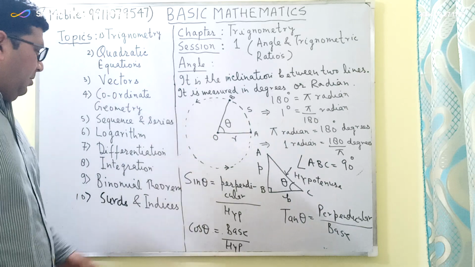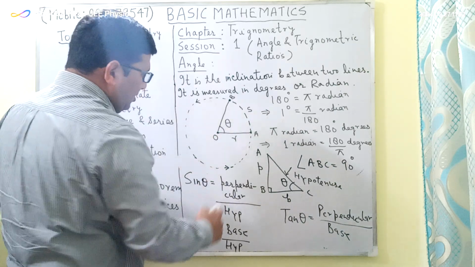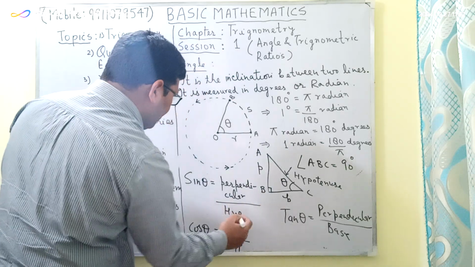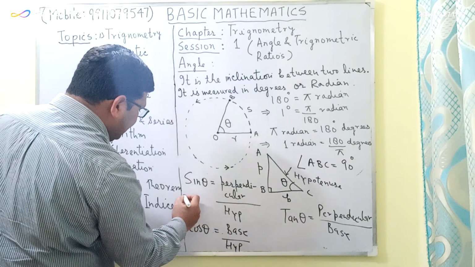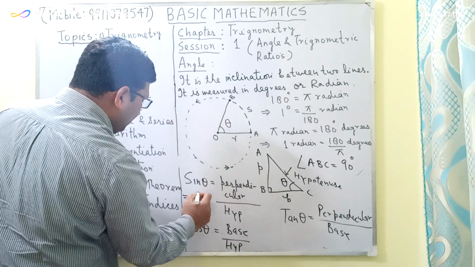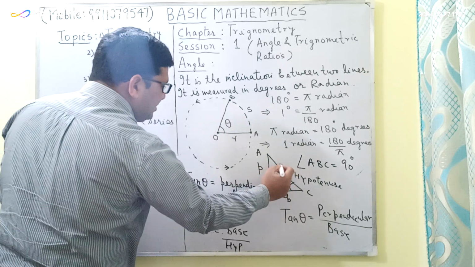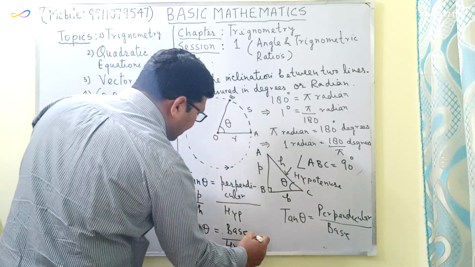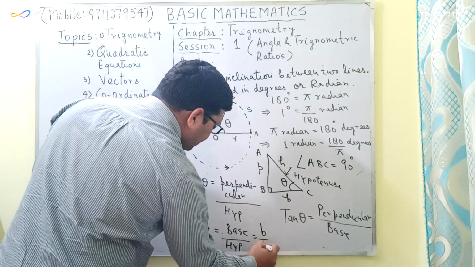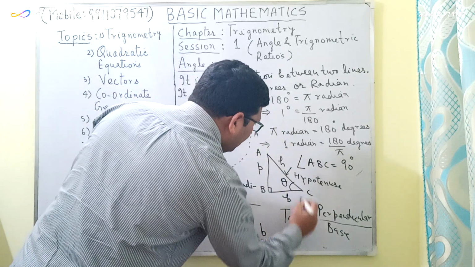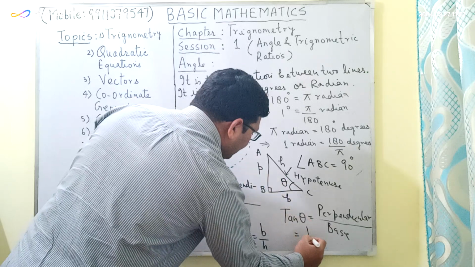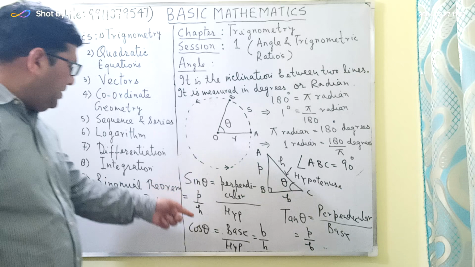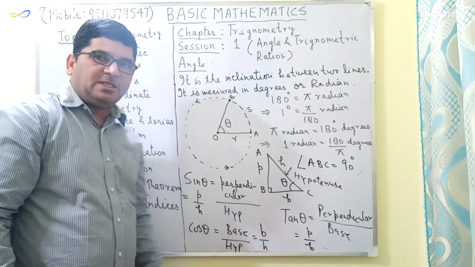Okay. So from here, sin theta will be equal to what? If this is perpendicular upon hypotenuse, and let us say this hypotenuse is h, it will be equal to p upon h. Similarly, cos theta will be equal to b upon h, and tan theta will be equal to perpendicular upon b, that is p upon b. Okay. So these are the three important trigonometric ratios.